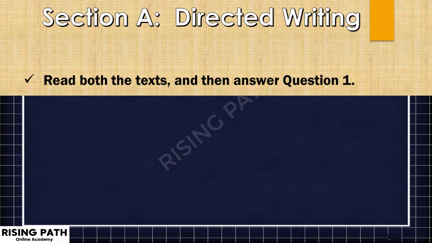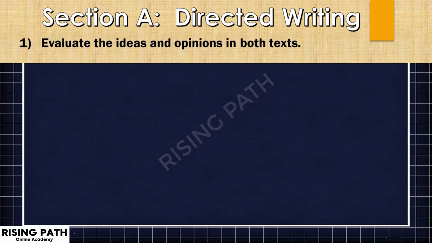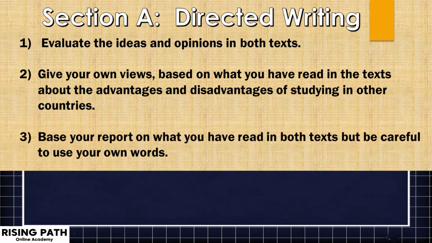Now the question is, read both the texts and then answer question number 1. Using details from both passages, write a report for a local youth group about the advantages and disadvantages of studying abroad. In your report, you should, point number 1, evaluate the ideas and opinions in both texts. Number 2, give your own views based on what you have read in the texts about the advantages of and disadvantages of studying in other countries. Base your report on what you have read in both texts, but be careful to use your own words.